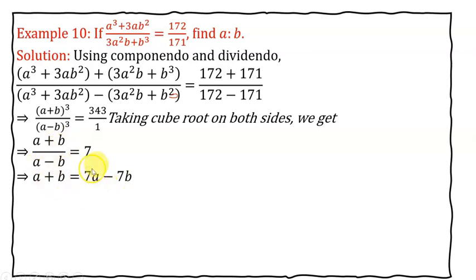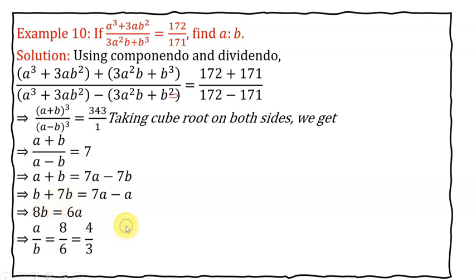Again, here the cross multiplication and then next simplification. Shift this -7b to the left hand side and a to the right hand side. Then you will get 8b is equal to 6a, and hence a upon b is equal to 8 upon 6, and if we simplify this, then you will get 4 upon 3, and hence the ratio a as to b is 4 as to 3. This is the answer.